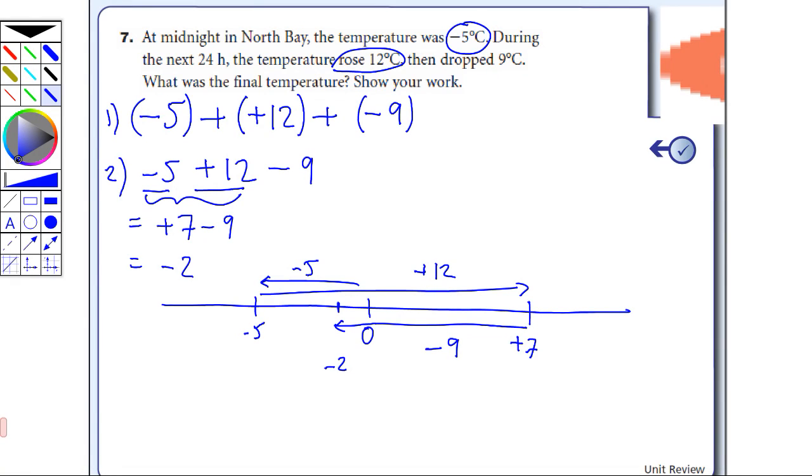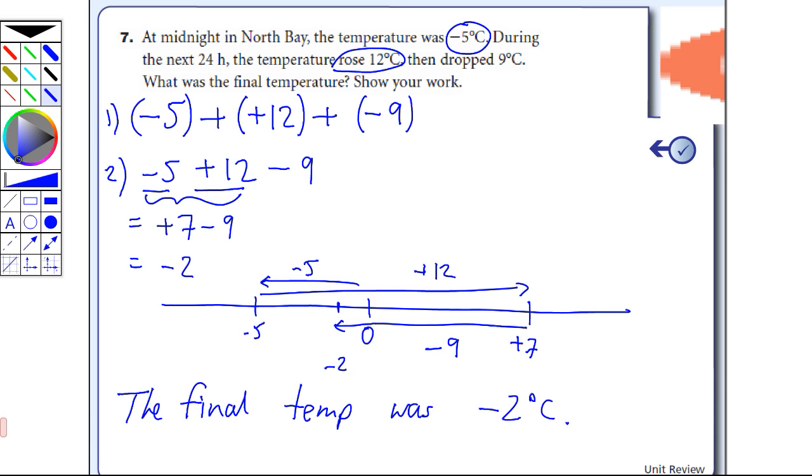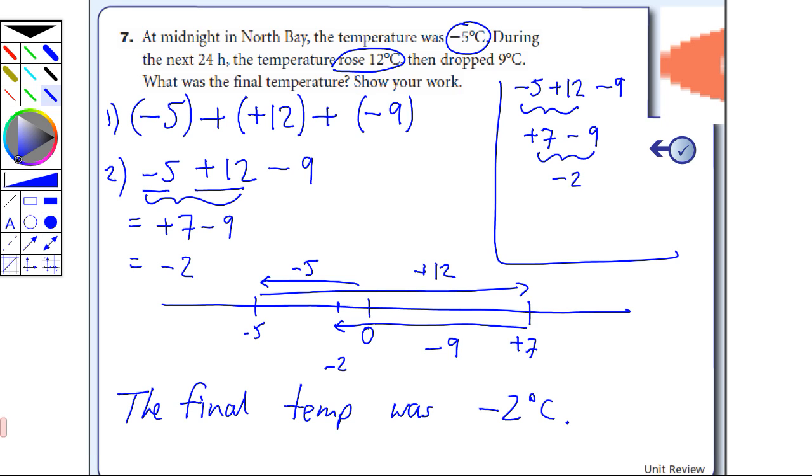So I could write down, if it's a full sentence, the final temperature. I'm just going to write temp was minus 2 degrees Celsius. And I might want to double check that. So maybe up to the side over here, I've got minus 5, then plus 12, then minus 9. So let's see, minus 5 plus 12 is going to give me plus 7. 7 minus 9 is going to give me minus 2. Okay, so I've double checked my work there just off to the side to make sure.